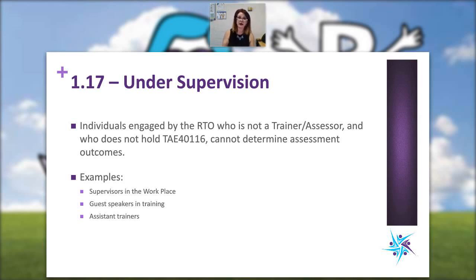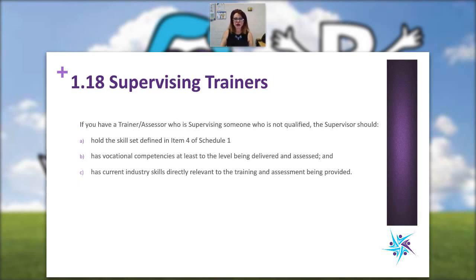It might be guest speakers that you have in your training, so they're just coming along and speaking about their industry or something like that, but they're not doing any training and assessment. Or it might be assistant trainers, so people who are helping with the training, but they don't sign off an assessment. That's the important part, they're not signing off an assessment. So you need to make sure you have in place, if you do have those requirements, so you have supervisors in the workplace, or you have trainers or guest speakers or things like that, that you have trainers and assessors in your RTO who are supervising them.